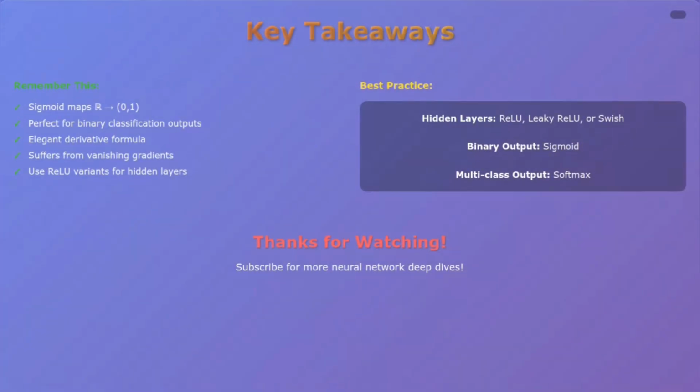Let's wrap up what we've learned about the Sigmoid activation function. Sigmoid maps any real number to the range 0 to 1, perfect for probabilities. It has a beautiful derivative, sigma prime of x equals sigma of x times 1 minus sigma of x. While revolutionary in early neural networks, it suffers from vanishing gradients. Modern networks use ReLU variants for hidden layers. Sigmoid still shines in output layers for binary classification. Remember, choose your activation functions wisely. Sigmoid for binary outputs, ReLU variants for hidden layers in deep networks.